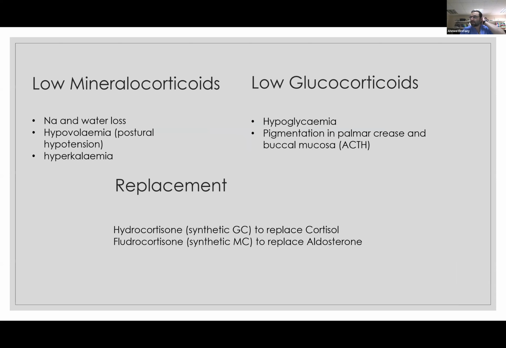Low mineralocorticoids have manifestations. When we lose the axis: sodium and water loss, hypovolemia and hyperkalemia. Low glucocorticoids: you'll have hypoglycemia, pigmentation of the palmar creases and buccal mucosa, because when you have low glucocorticoids, the ACTH will be secreted more, trying to provoke the gland to secrete more glucocorticoids. But the ACTH itself acts like a pigmentation stimulant. It resembles the melanocyte stimulating hormone in the anterior pituitary gland, so it causes these pigmentations.